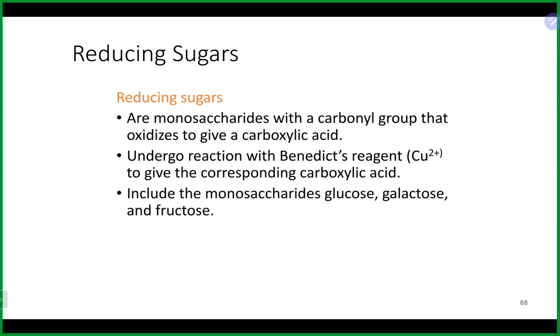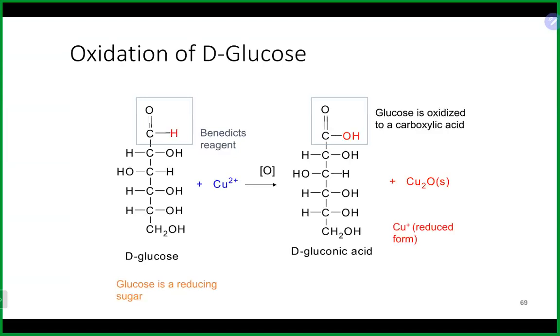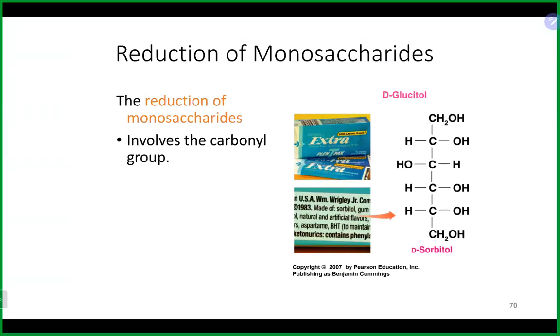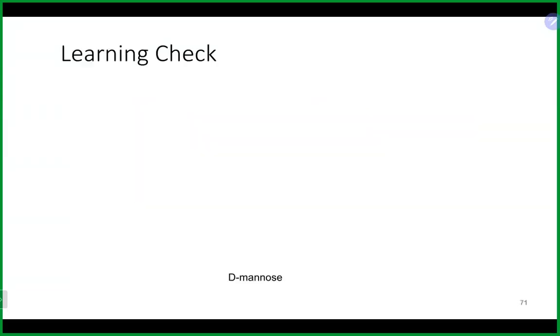So most sugars are going to be reducing sugars. All the monosaccharides, glucose, galactose, and fructose, will undergo this sort of reaction. As you can see, it's basically the same oxidation as we talked about in organic chemistry. We go from an aldehyde to a carboxylic acid, and we basically insert the oxygen in there. Everything else remains the same in this case. We're not going to worry about that.